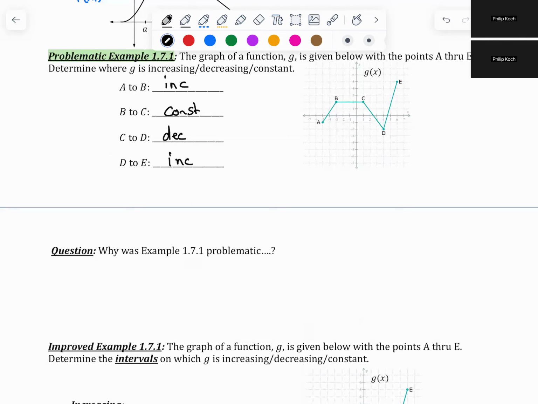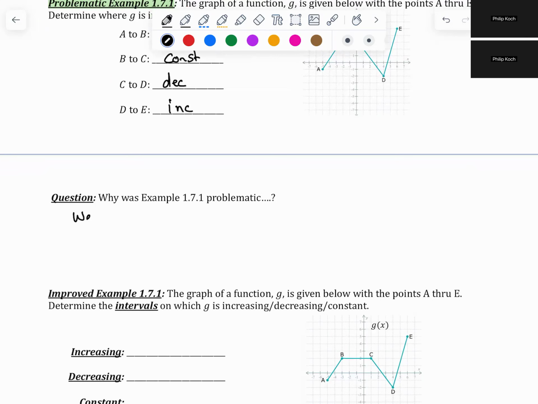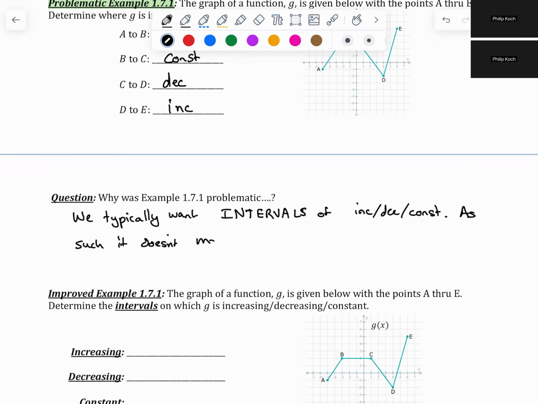So the thing is, we typically want intervals of increasing, decreasing, or constant. As such, it doesn't make sense to talk about it in terms of points.